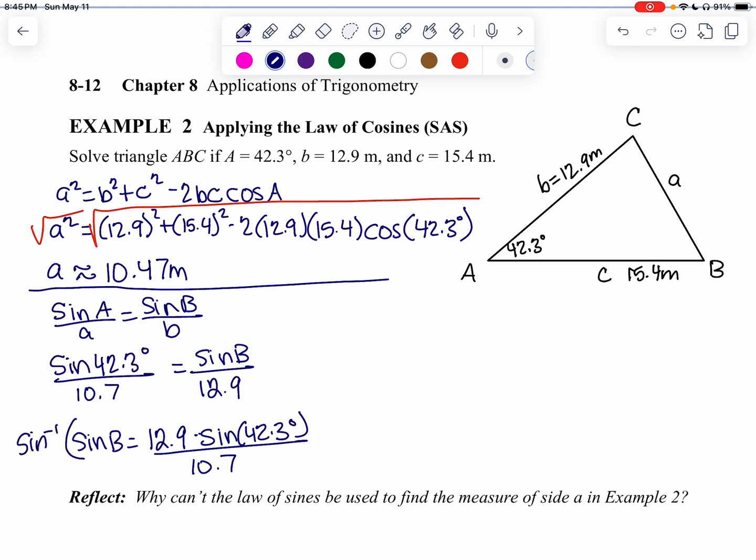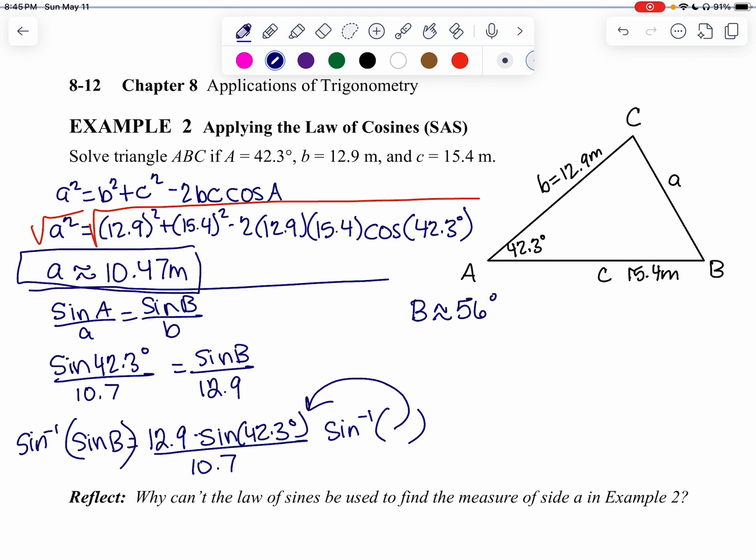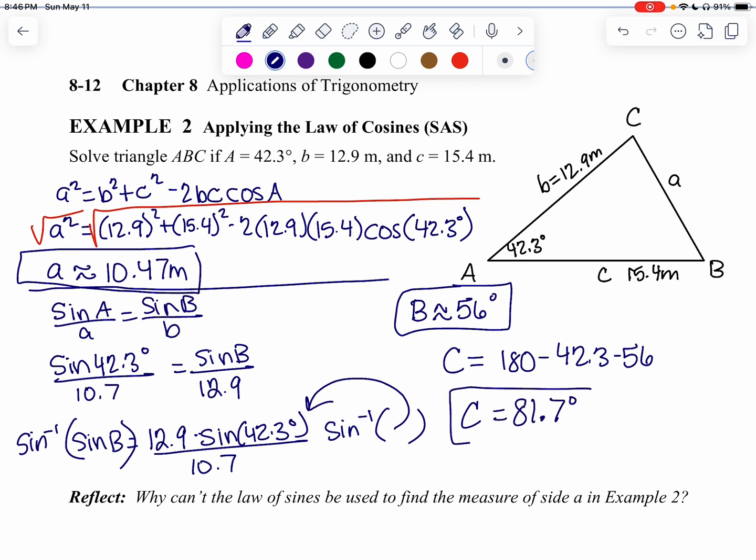So when we inverse sine both sides of that, then we get that B is approximately 56 degrees. So here's one of our things we're looking for, here's another, and now that we know two angles, we can find angle C is 180 minus angle A minus angle B. And so C is going to be 81.7 degrees.